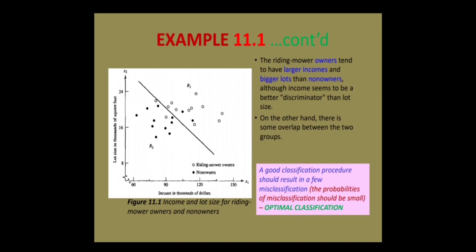This is called optimal classification. So we will do the optimal classification by a calculation. How to see whether its probability of misclassification is small or large. So what we want is small misclassification.